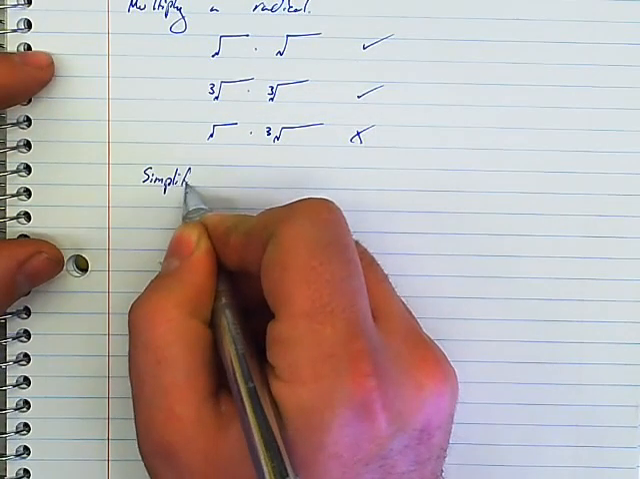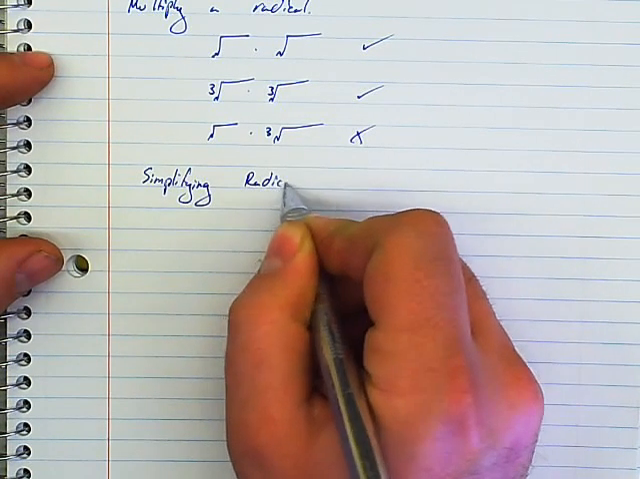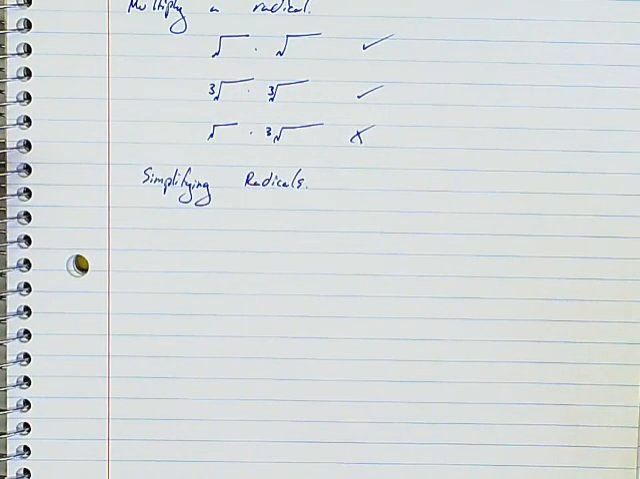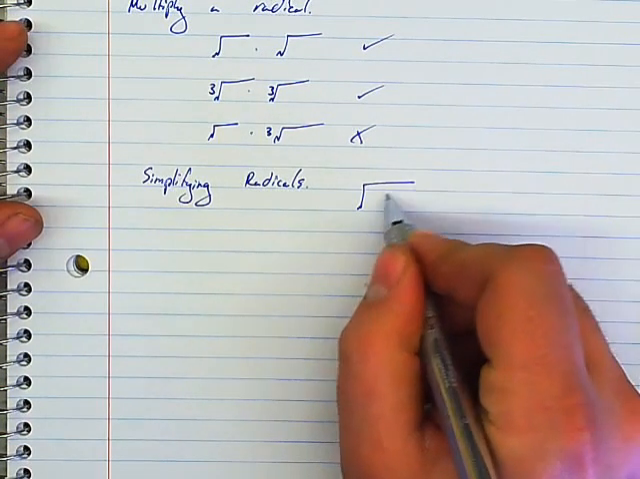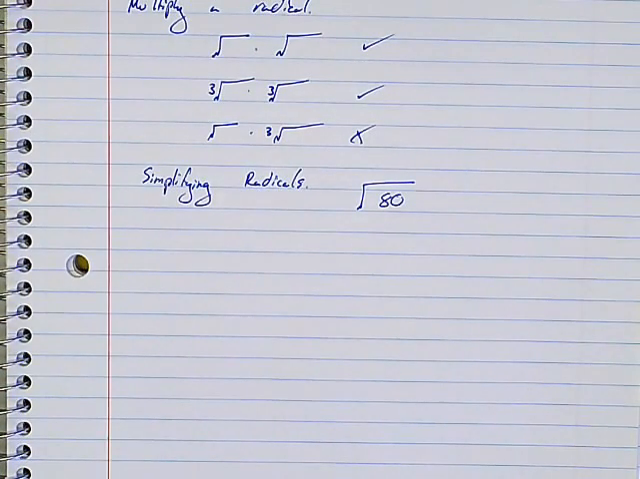So, when we simplify radicals, I'm going to go over probably the best method for it. There are multiples, but if you want to know the other ones, go back to your notes. Probably the prime factorization. So, simplifying radicals. Let's go with square root of 80. That's an easy one.